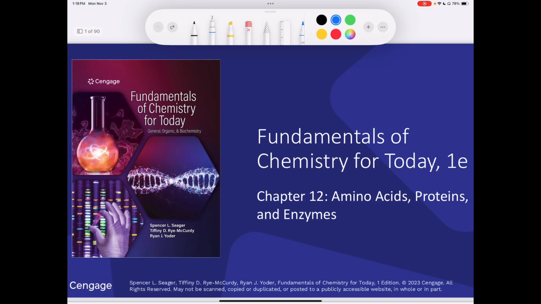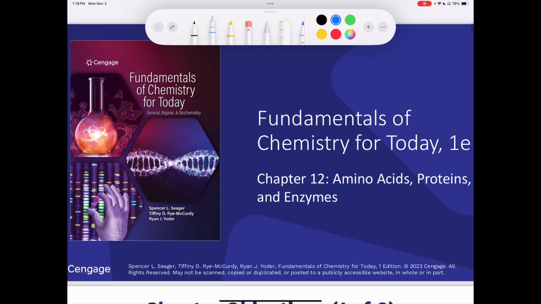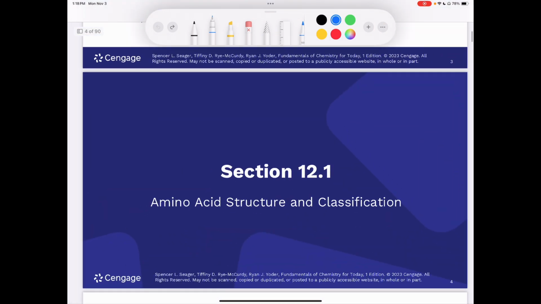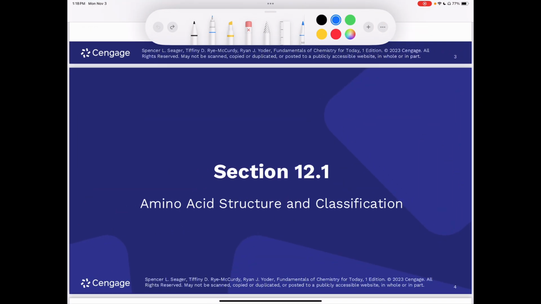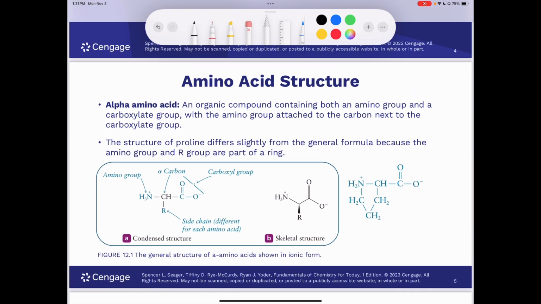Okay, here we go with chapter 12, amino acids, proteins, and enzymes. So we're going to start with section 12.1, which is amino acid structure and classification. All right, so let's get started with the structure of amino acids. And the kind of amino acids we're interested in our class are going to be alpha amino acids.